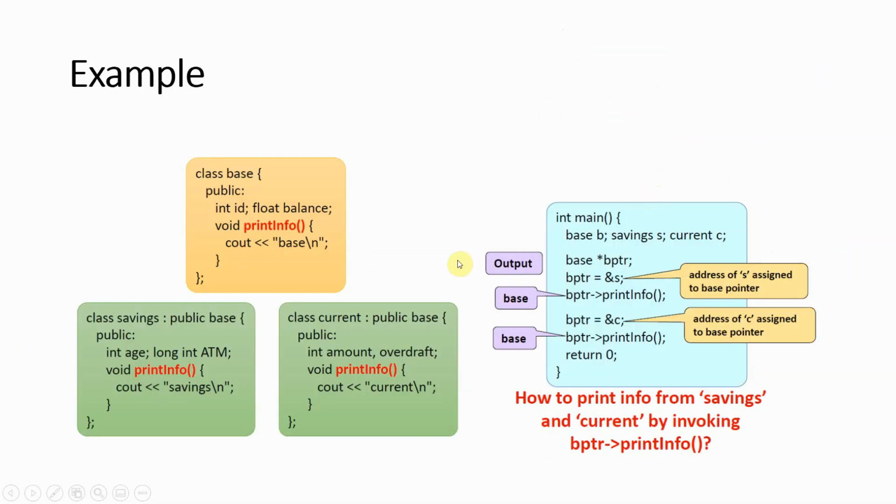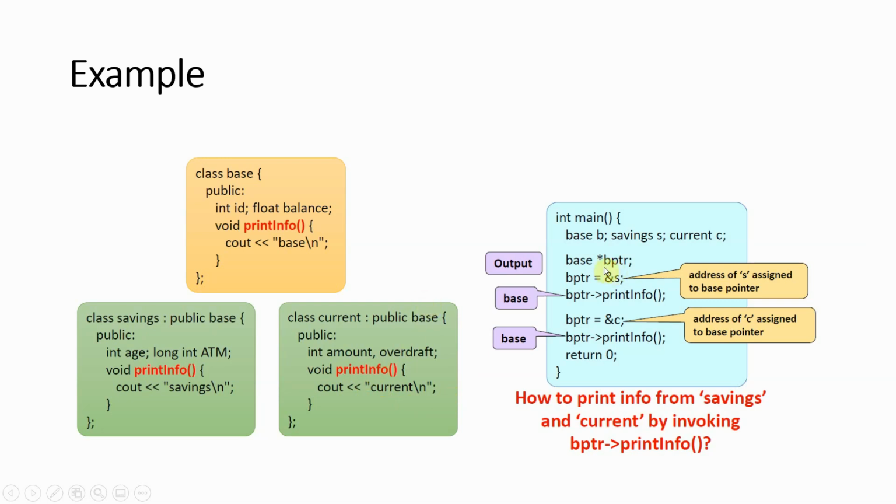Now look at this example. We have a class base and we have derived two subclasses, savings and current, from class base. Class base has two member variables and a member function called print_info. The savings has two extra member variables. We have redefined the print_info member function inside class savings. The same story for class current. We have redefined the print_info member function in class current.